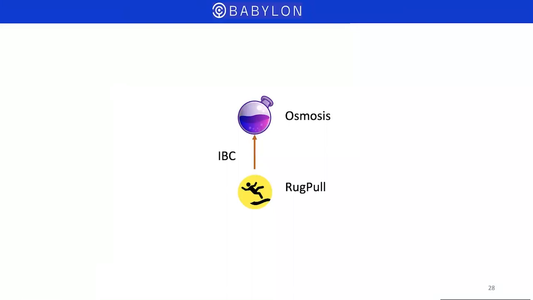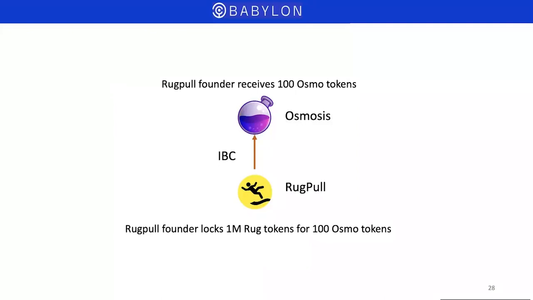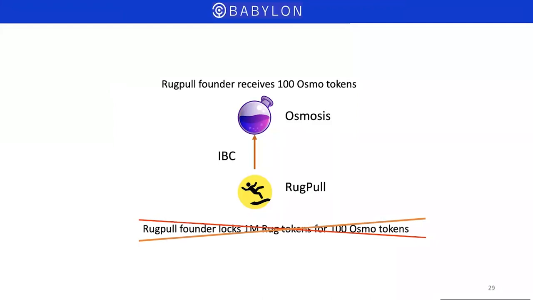So the founder locks 1 million Rug tokens for 100 Osmo tokens on the Rug Pool chain. And then sends an IBC message to Osmosis, and at the other end, the Osmosis founder receives 100 Osmo tokens at the Osmosis. So very good. However, it then does a double spend, a fork, on the sender chain. And so this transaction is now negated. So that means it got now 100 Osmo tokens without paying anything for it.